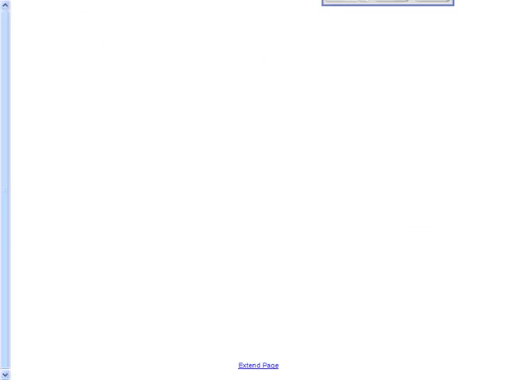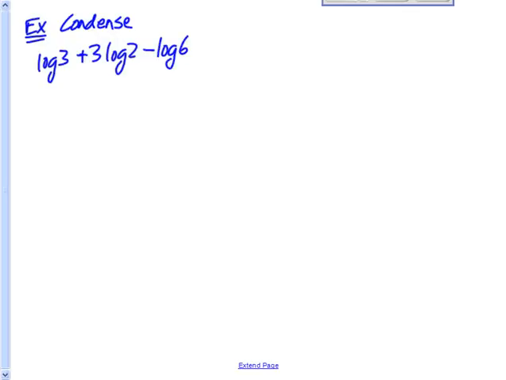All right, let's do some condensing. Let's go the other way. Let's condense the following. Let's say we have log of 3 plus 3 log 2 minus log 6. Okay. Now you notice there's no base on this, right? So it's assumed to be base 10, the common log.